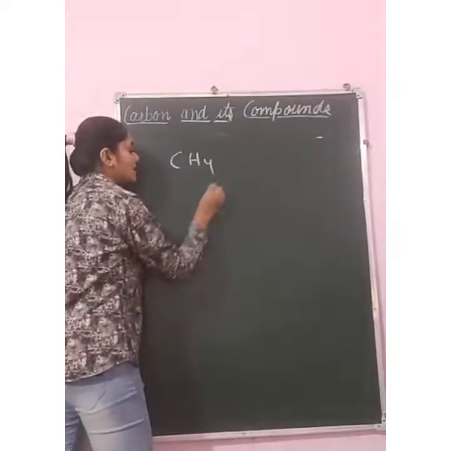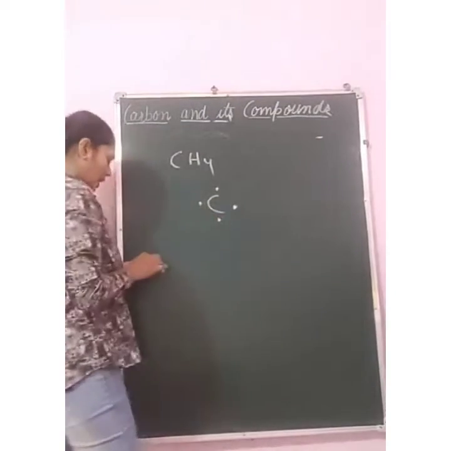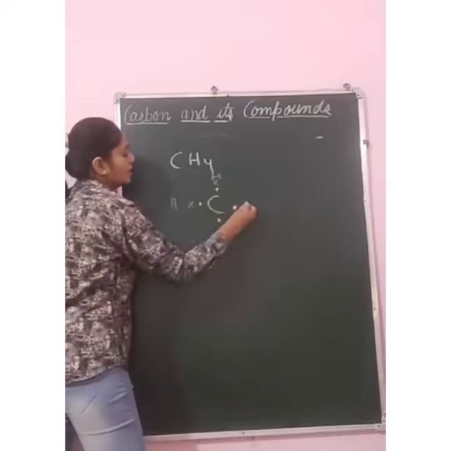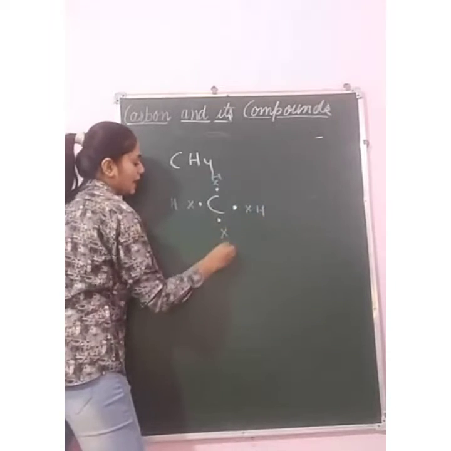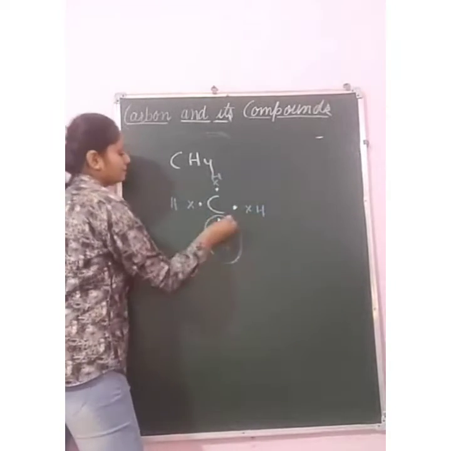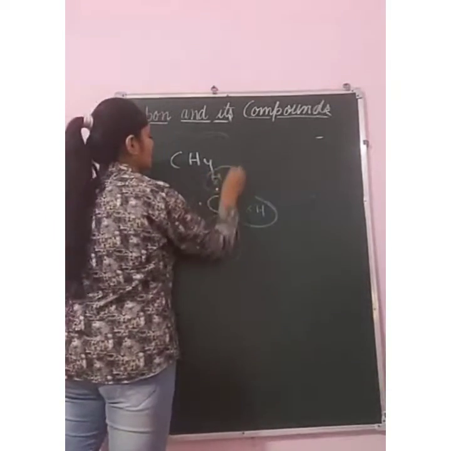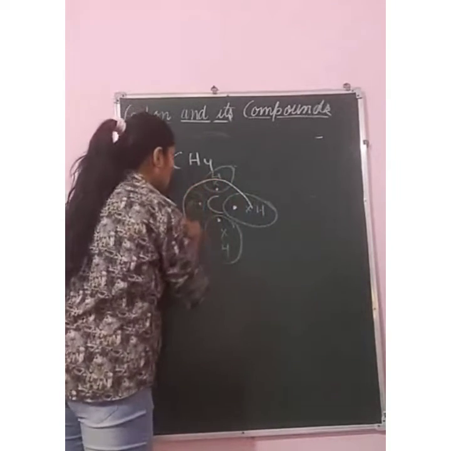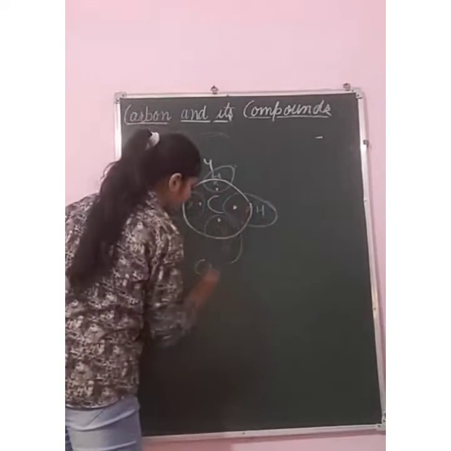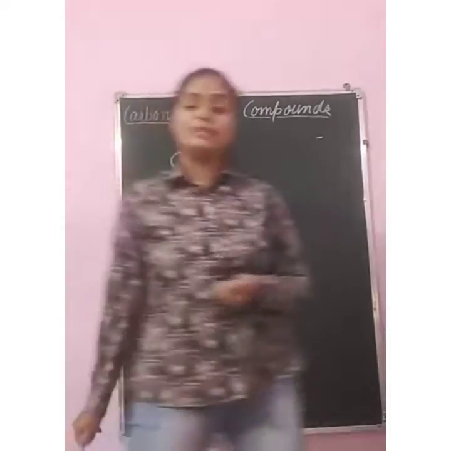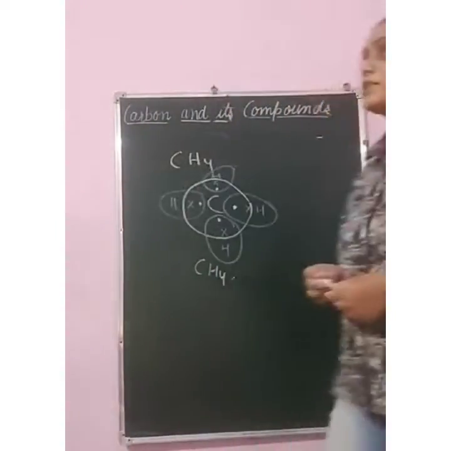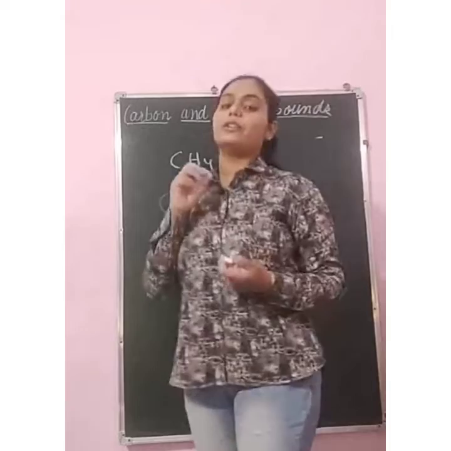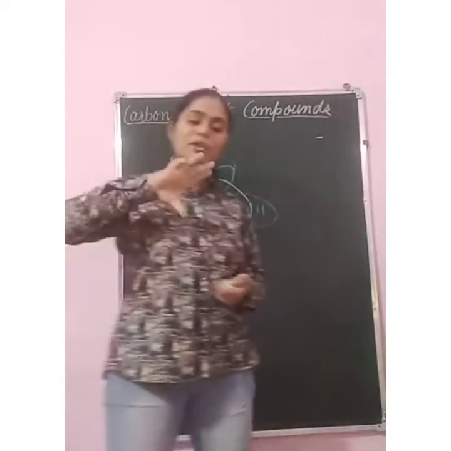We know that carbon has 4 electrons in its outermost shell. Hydrogen has one electron, isn't it? So each hydrogen will share its 1 electron with carbon, and in this way 4 hydrogens will share. Now both are happy, carbon is happy and hydrogen is also happy. So it becomes CH4, this is methane. Now the question which arises is, why does it form so many compounds? It is due to the property of catenation, which means the tendency of forming a big chain.